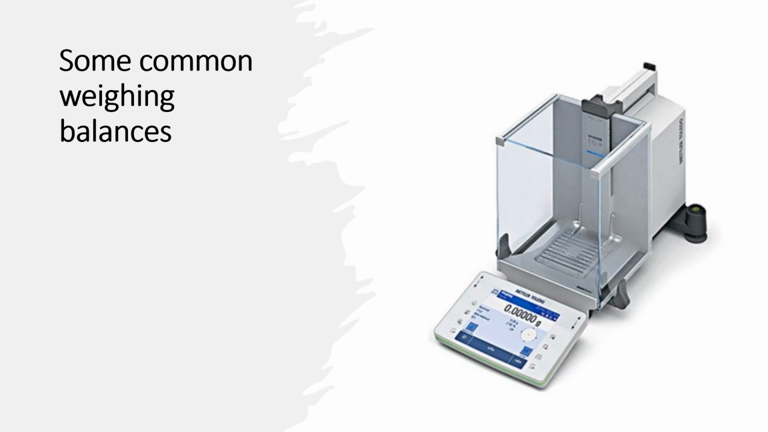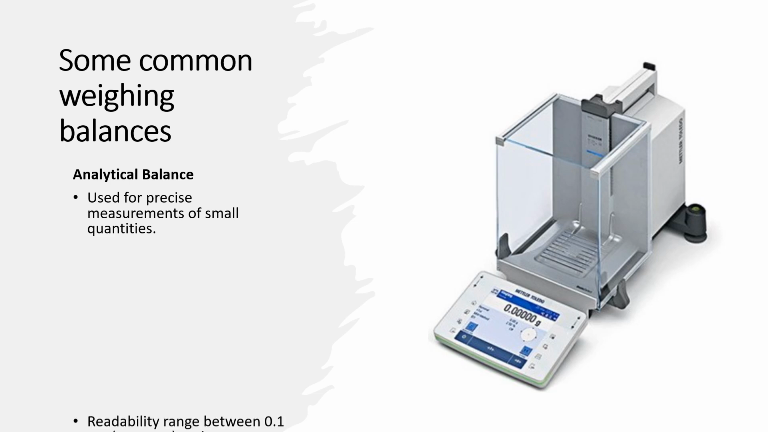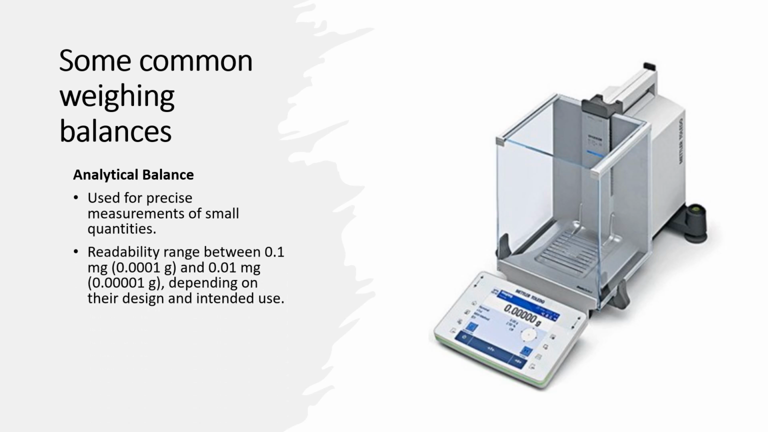Now here we will discuss some common weighing balances which are used in the pharmaceutical industry. First is the analytical balance. This balance is used for precise measurements of small quantities. The readability range for this balance shall be between 0.1 mg or 0.01 mg. Basically, it depends on the design and intended use of the balance.